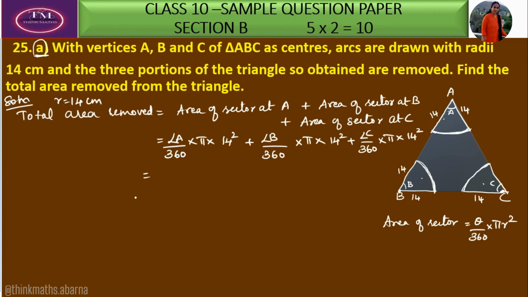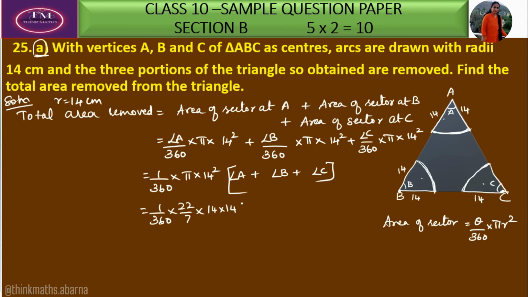So what is common here? 1 by 360 is common and this pi is common and 14 square is common. What is remaining? Angle A plus angle B plus angle C. So it is 1 by 360. Pi value is 22 by 7. 14 square can be written as 14 into 14. What is A plus B plus C? So it is the sum of the angles in a triangle. Sum of the angles in a triangle is 180 degree. So the reason is angle sum property.